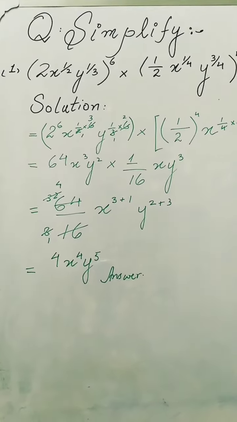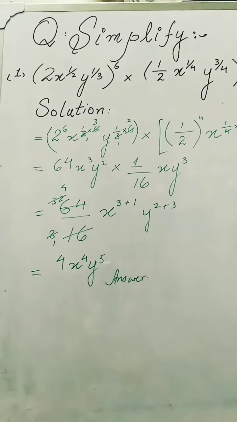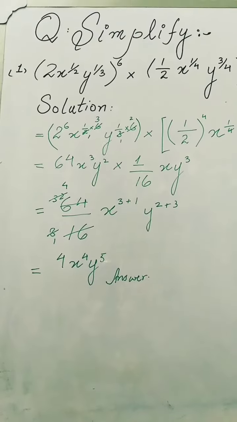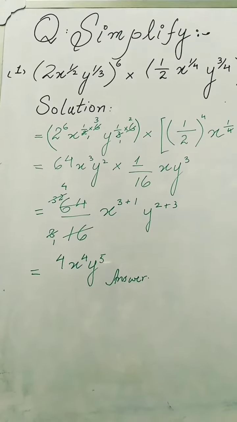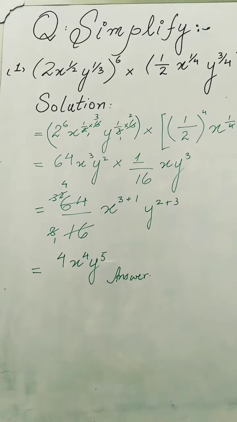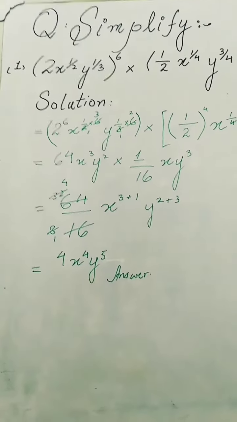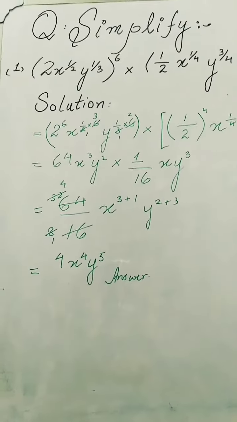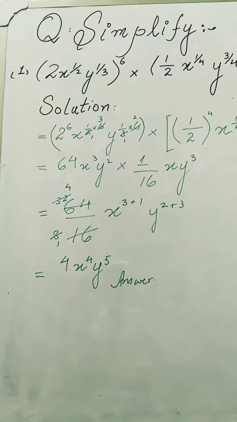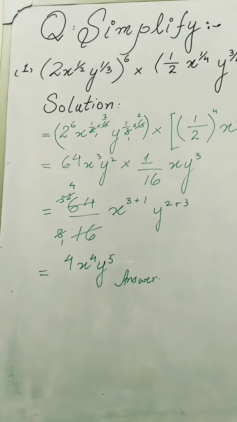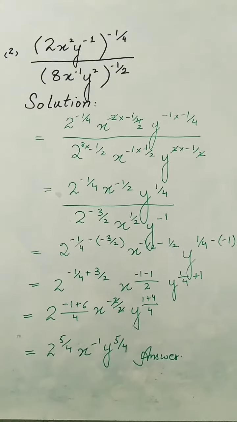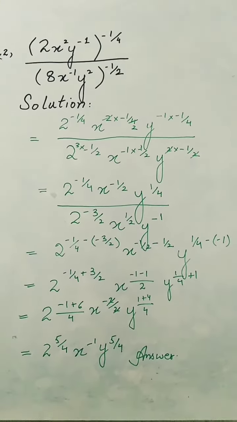As far as the x is concerned, we know that whenever the base is the same, the powers add. Here x cube will be multiplied with a single x. So it becomes x raised to the power 3 plus 1, which will become x power 4. Same goes for the y. Here y square and y cube, so y raised to the power 2 plus 3, and the final answer is 4 x power 4 y power 5.